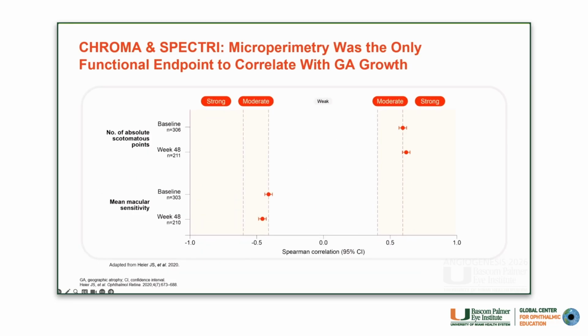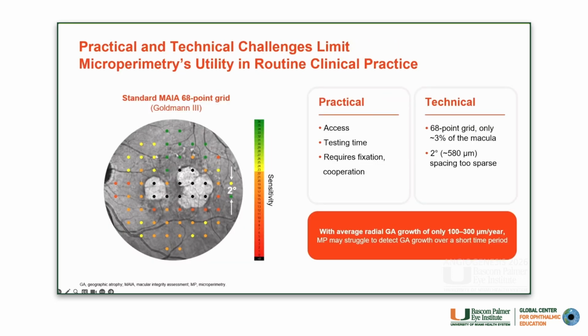Microperimetry appears particularly promising to effectively bridge structure and function. Of note, in CHROMA and SPECTRI, microperimetry was the only functional test that correlated with GA growth. However, microperimetry has several well-known limitations. These include limited access and lengthy testing time for patients with poor fixation.